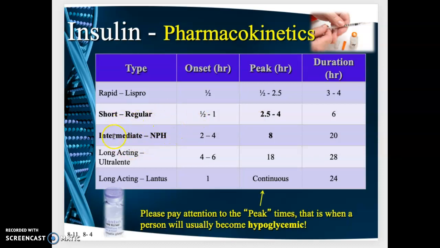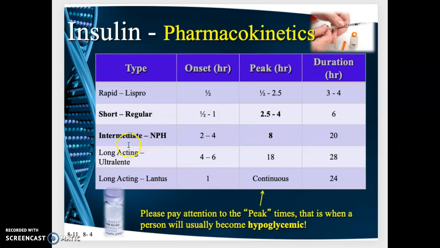Assess that person around 11 o'clock to make sure they're not hypoglycemic. And the same question could be: if your patient receives NPH insulin at 8 in the morning, what time do you think we would see a hypoglycemic reaction? That would be 8 hours later, so 8 hours after 8 o'clock in the morning would be 4 p.m. And so that's the answer on the test there. So just please pay attention to the peak times.